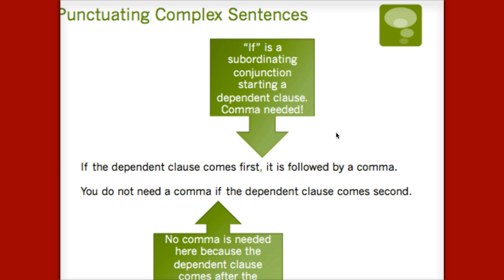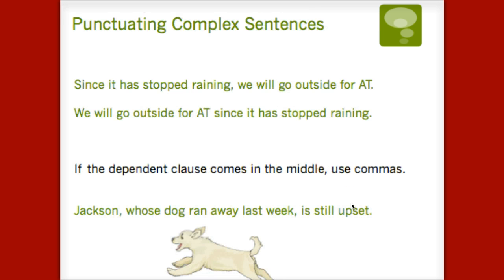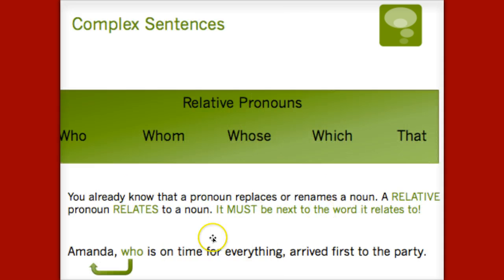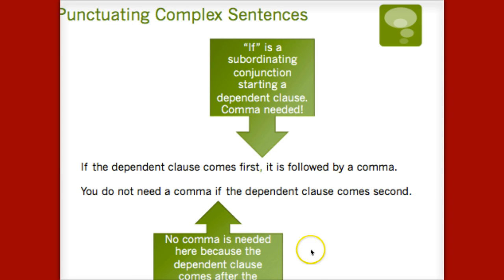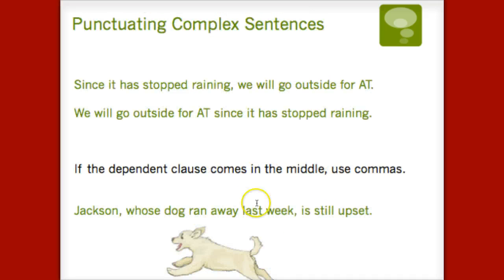If is a subordinating conjunction that starts a dependent clause in this case. If the dependent clause comes first, it is followed by a comma. You do not need a comma if the dependent clause comes second. See, no comma is needed here because, oops, I'm really messing this one up, because the dependent clause comes after. This is one of the main comma rules that you will see on our board in the room too.